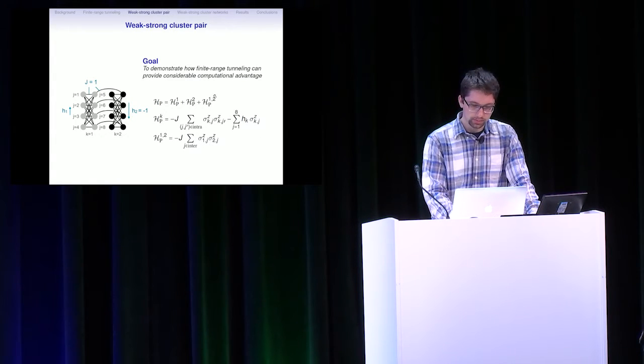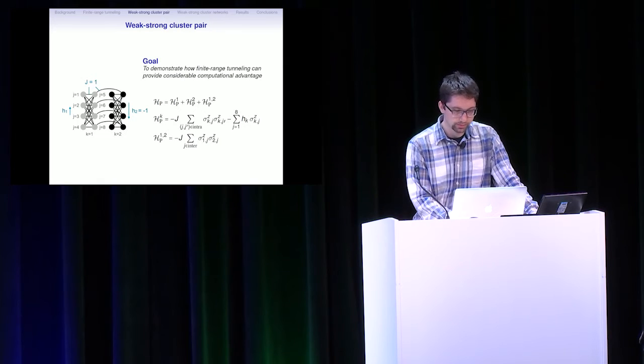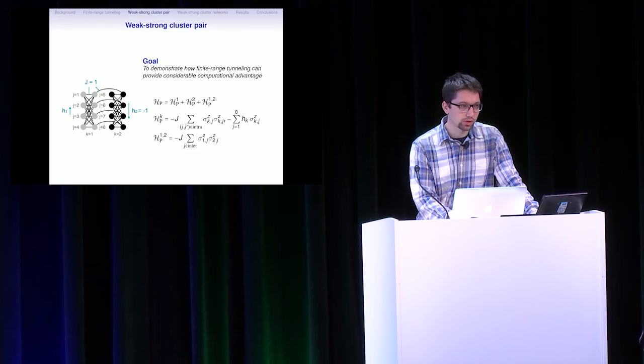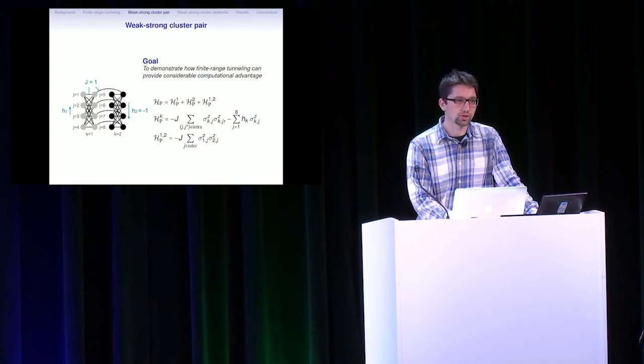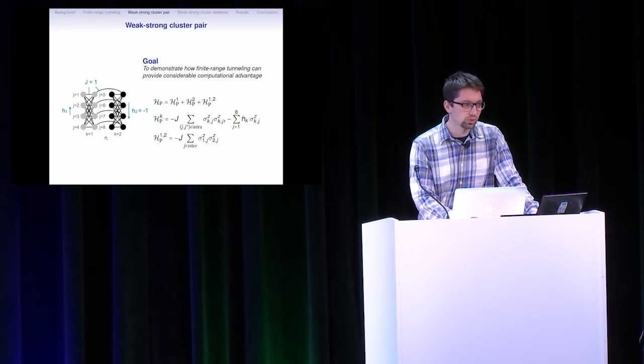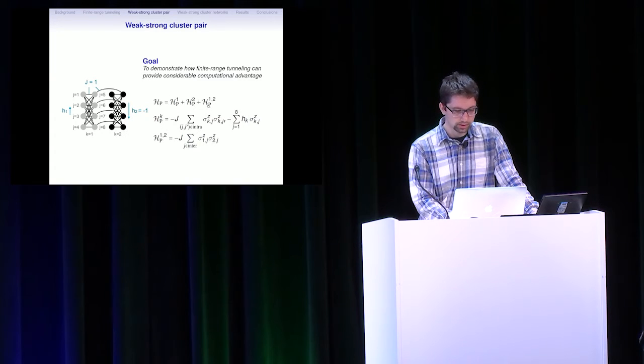Okay. So the basic building block that I mentioned in the introduction for the results that I'll show later is called the weak-strong cluster pair. And the goal of this basic building block is to use it to demonstrate how finite range tunneling can provide a considerable computational advantage. So this problem consists of just 2 Chimera unit cells. The Hamiltonian of this problem is this. It consists of 3 terms, 2 of which are describing what happens within each of the clusters. So we have some couplers and local fields in each of the clusters, and then this component describes the inter-cluster couplings that we have between the clusters.